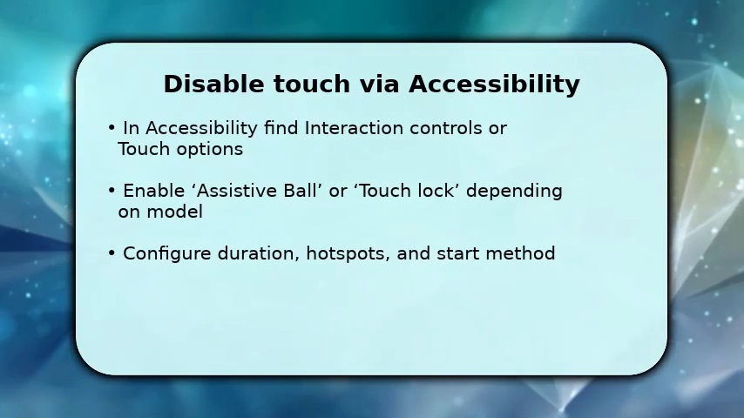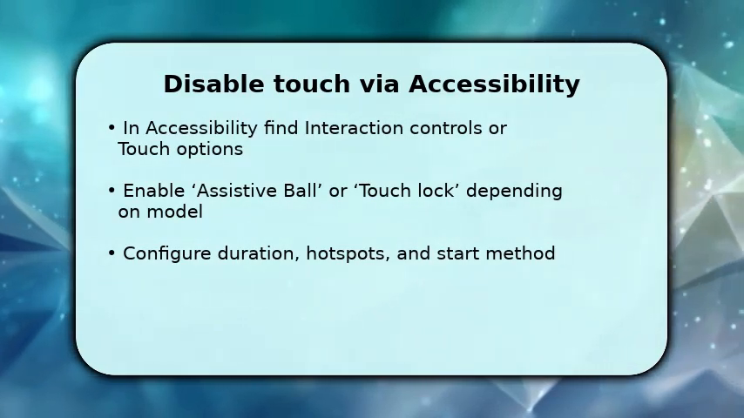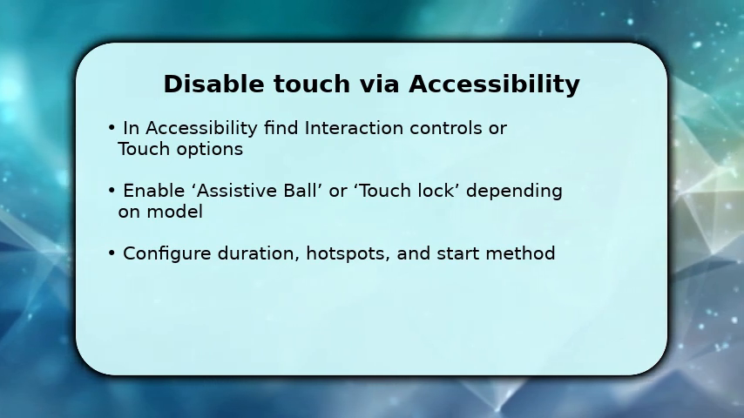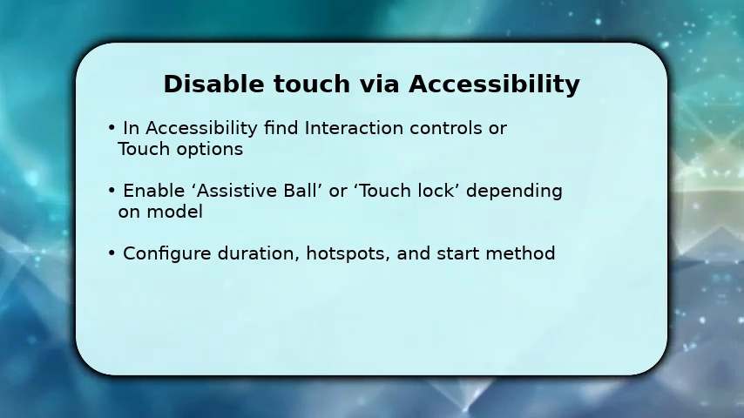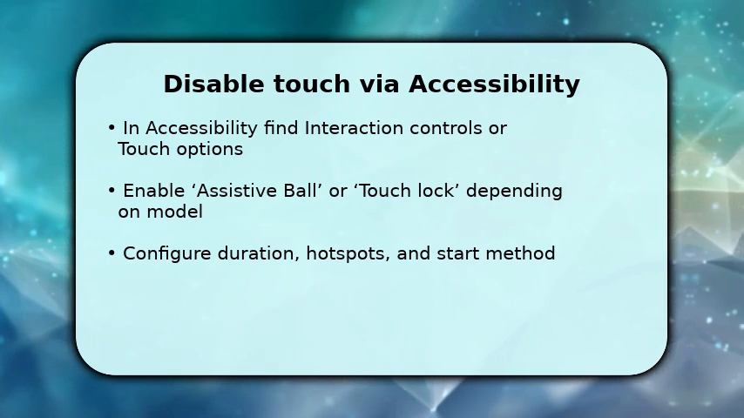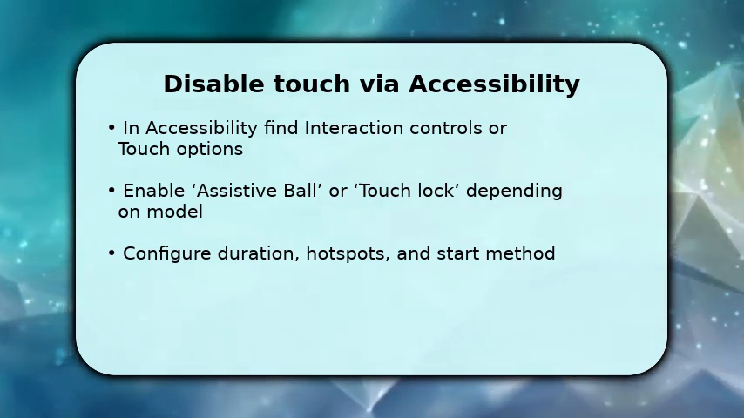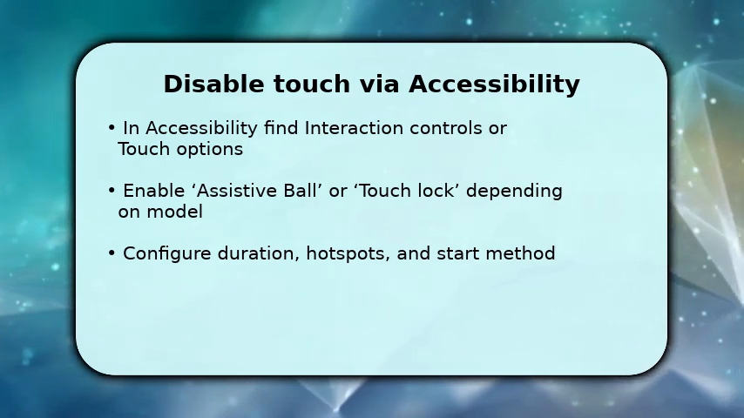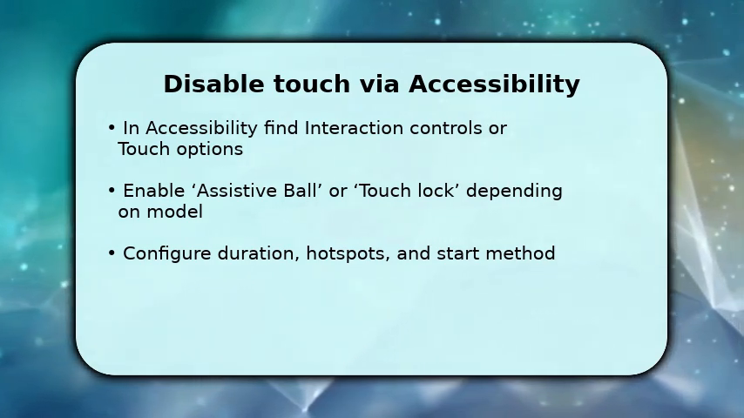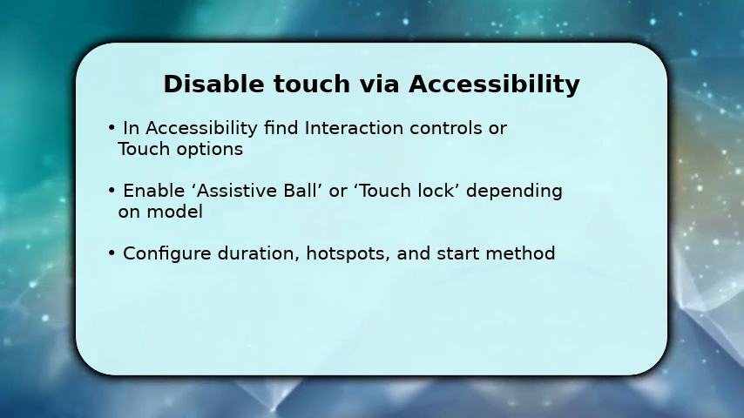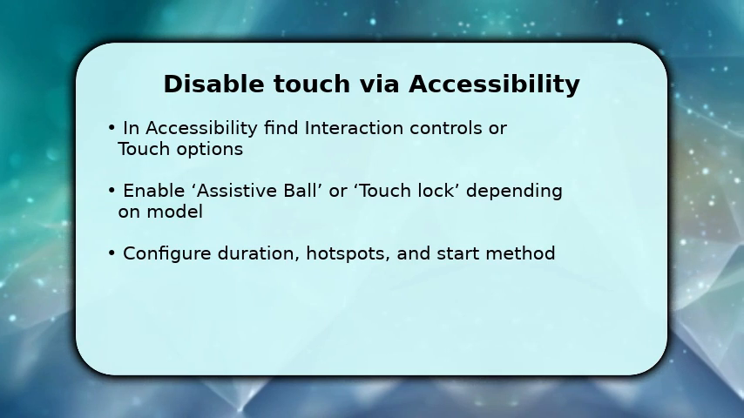You're now inside Accessibility, and here's the core step. Locate interaction controls, touch options, or similar. Once found, enable the feature labeled Touch Lock, Touch Disable, or Assistive Ball depending on your Realme model. This is the only way to fully stop screen touch while keeping the display on. You do this to prevent accidental taps and to test while the device runs an app.